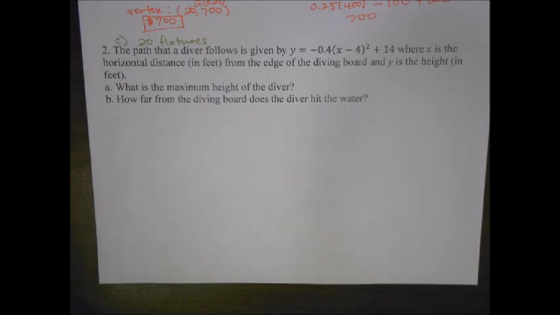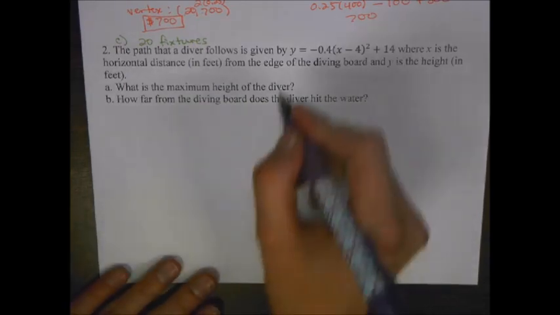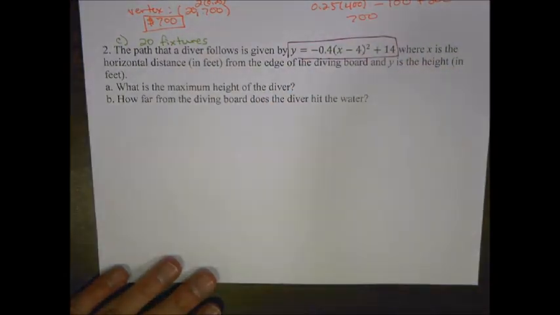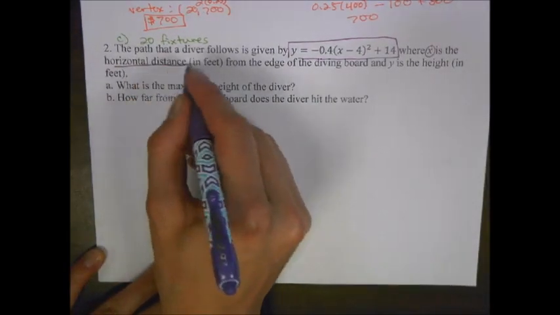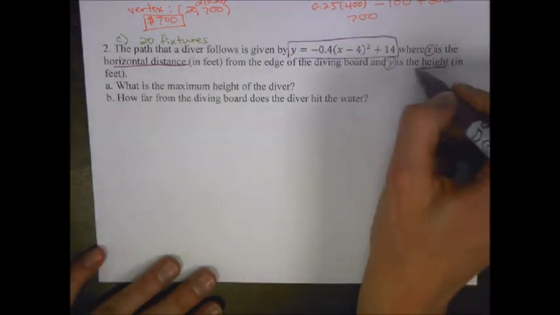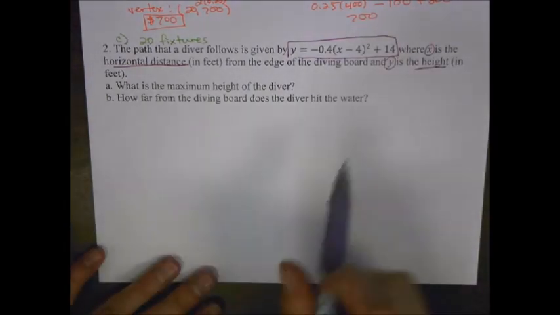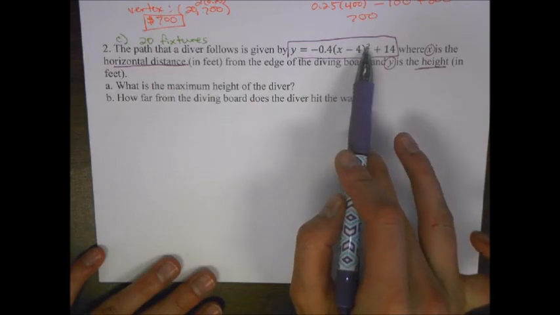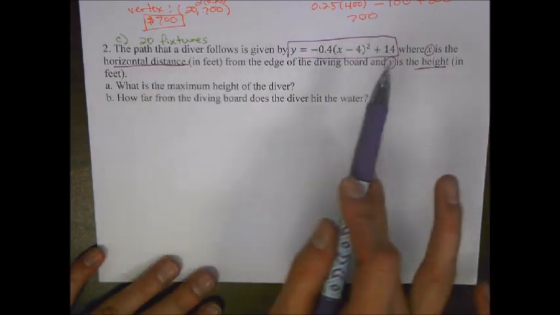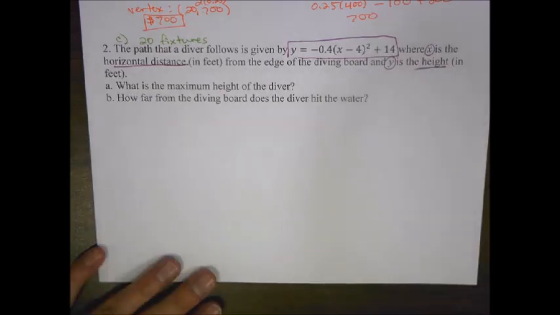The path that a diver follows is given by y equals negative 0.4 times (x minus 4) squared plus 14, where x is the horizontal distance in feet from the edge of the diving board and y is the height in feet. So again, I notice it's a quadratic. X is our horizontal distance from the diving board. Y is the height.